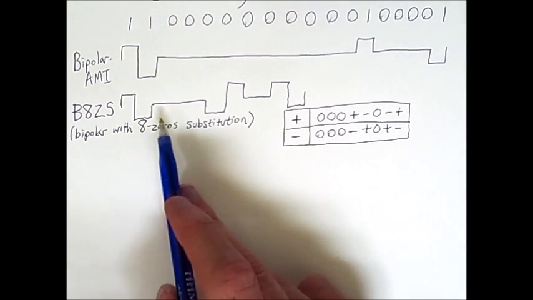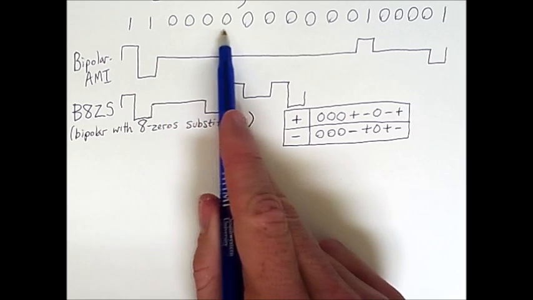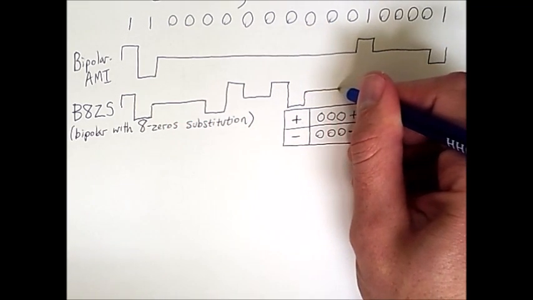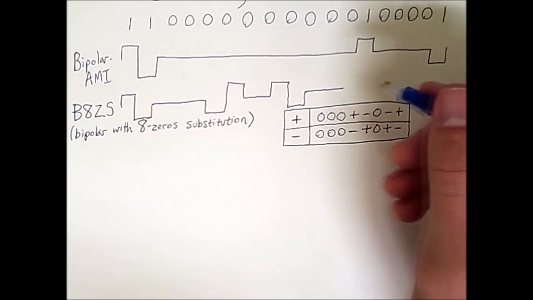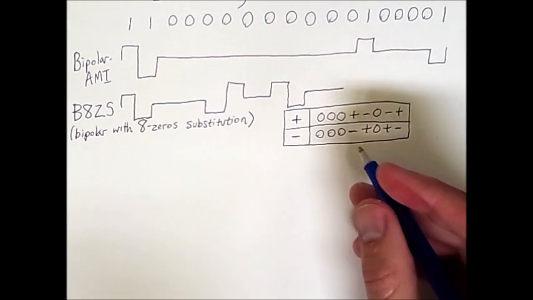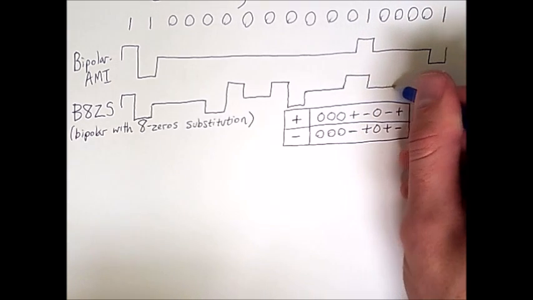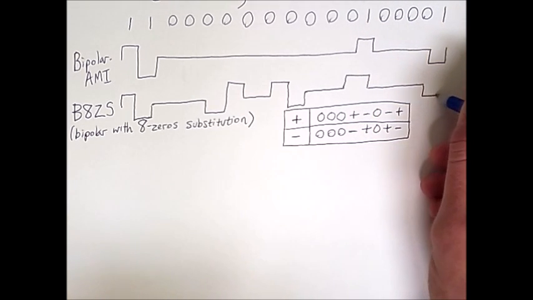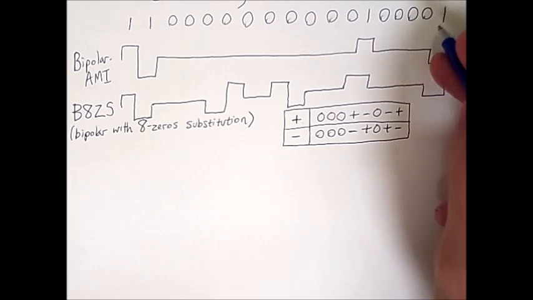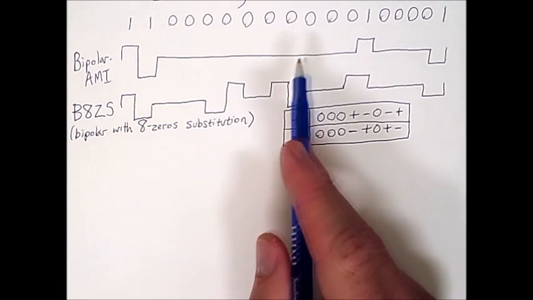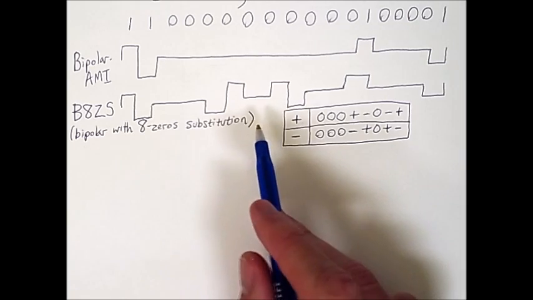So at this point, I've encoded the 8 zeros here. After that point, we have 2 more zeros, and because 2 is not 8, we simply encode those in the normal fashion, and the rest of this signal is also encoded in the normal fashion. So a sequence of 4 zeros doesn't bother B8ZS. It takes 8 zeros in a row to cause a substitution.